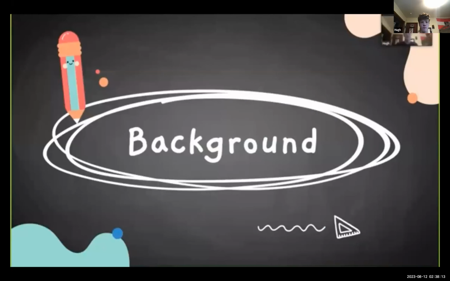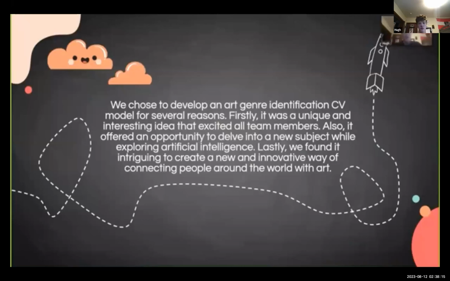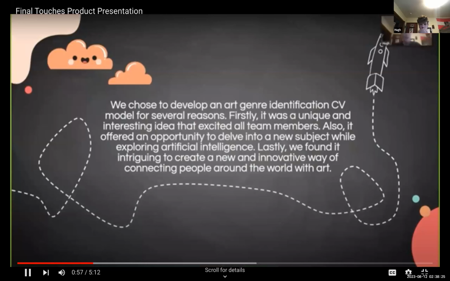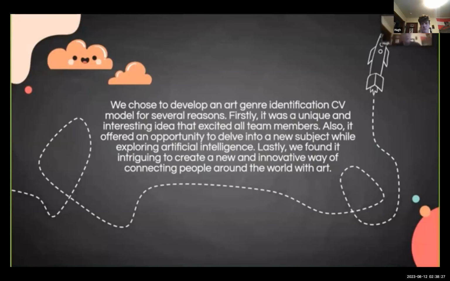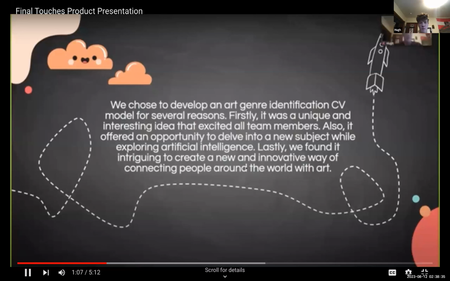Background. So we chose to develop an art genre identification CV model for several reasons. Firstly, it was a unique and interesting idea that excited all team members. Also, it offered an opportunity to delve into a new subject while exploring artificial intelligence. Lastly, we found it intriguing to create a new and innovative way of connecting people around the world with art.